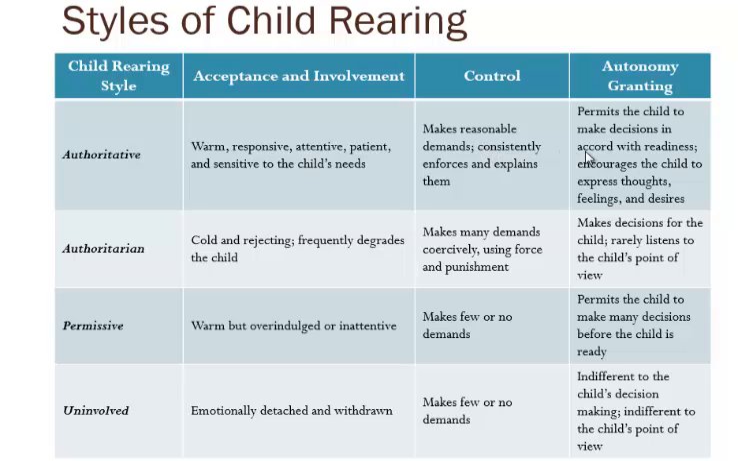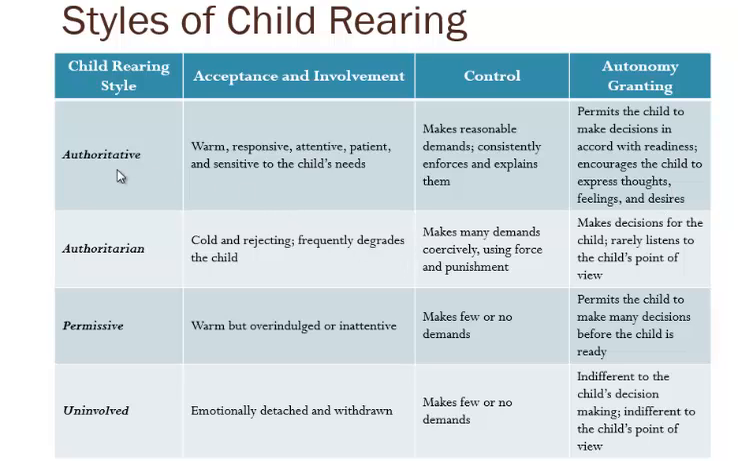Authoritative is clearly a lot better than authoritarian, as we'll see in a minute, but it permits the child to make decisions that accord with readiness, in other words, it gives the child the ability to make decisions that he or she is ready to make. That's an authoritative parent: firm and in control, but also giving the child a certain level of autonomy to the extent necessary.